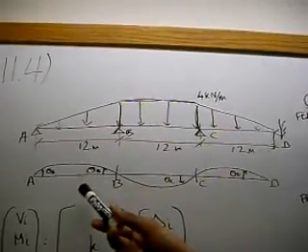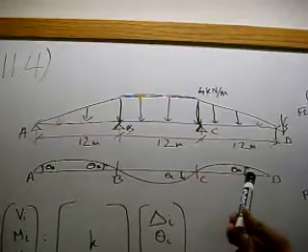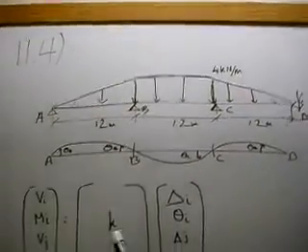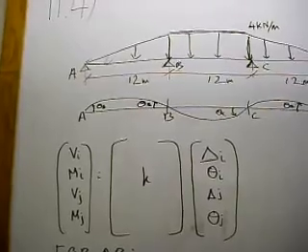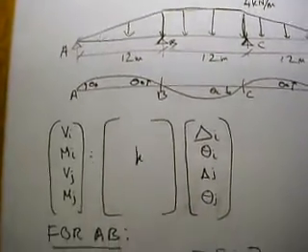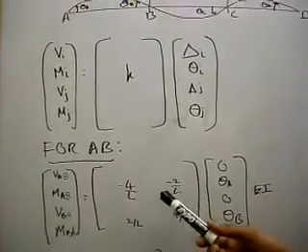These are the rotations we expect throughout the structure. However, for the problem, we assumed all positive rotations. This is the slope deflection matrix that we're going to be using. However, we haven't written it all down because it's too long. So for section AB, this is the matrix that we're going to use.